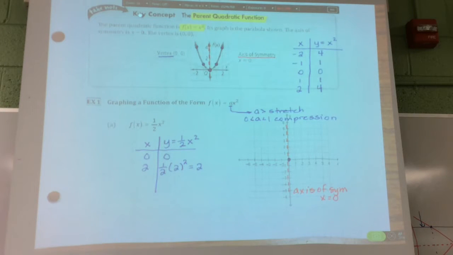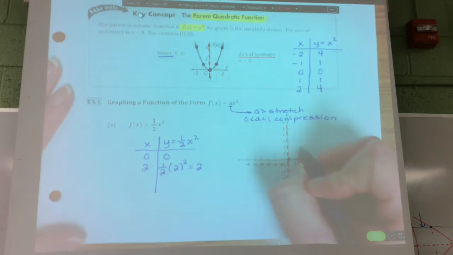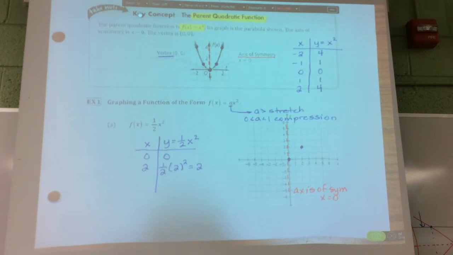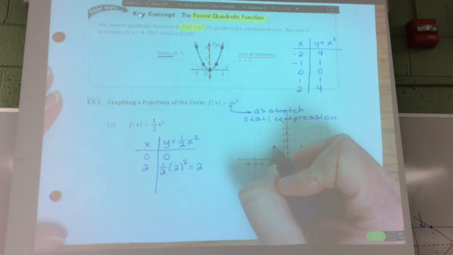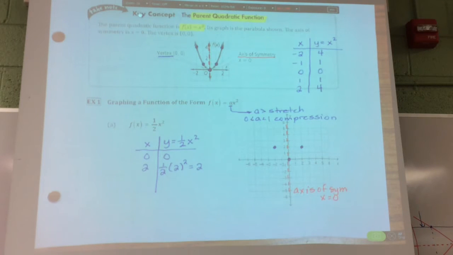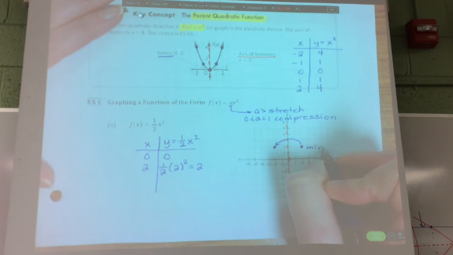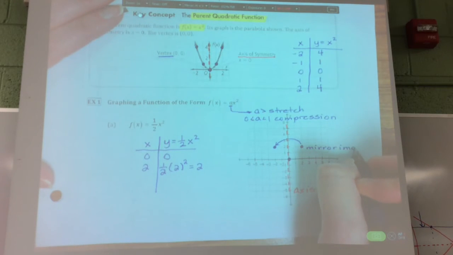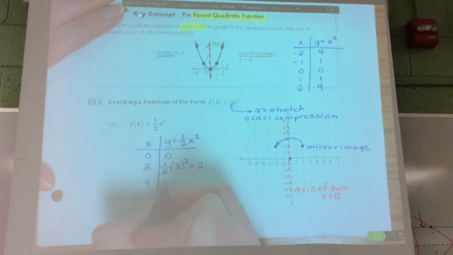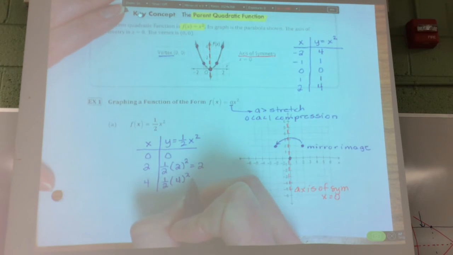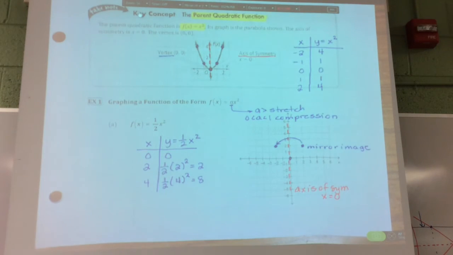Okay? So I have the point 2, 2. And over here, I have the point -2, 2, because I have a mirror image point. All right, so when you look at these, like here, mirror image. And if I put in a 4, I have 1/2 times 4 squared, which is 16. Half of that is 8. So it's going to be way off of my particular chart.